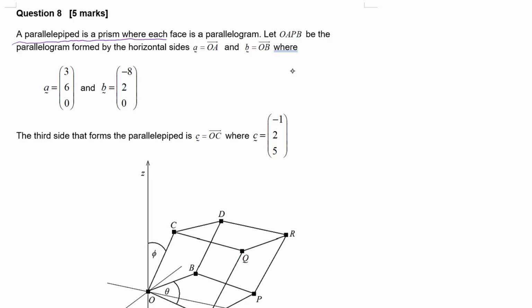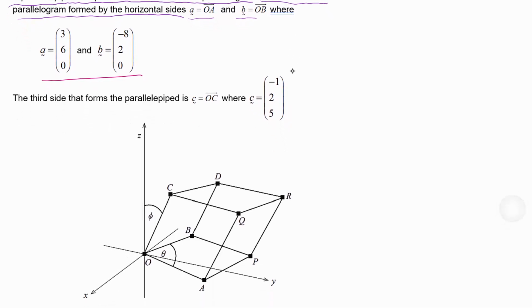A parallelepiped is a prism where each face is a parallelogram. Let OAPB be the parallelogram formed by the horizontal sides A and B, where A and B are the vectors given here. So we can see the diagram down here. Here is the vector A, and here is the vector B. The third side that forms the parallelepiped is C, which is this vector just here. And we can see that that one is just there.